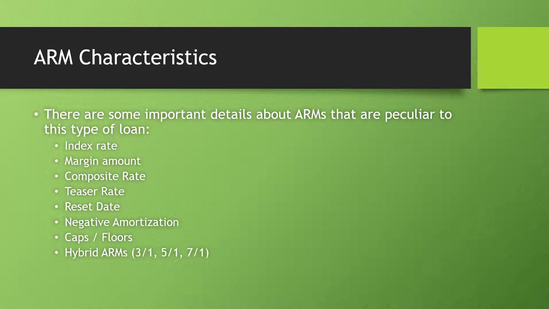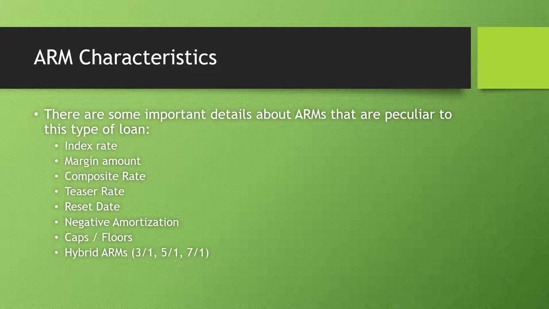A reset date, we've already touched on this, is how frequently the adjustment is made for an adjustable rate mortgage. The most common is an annual reset date. So on each anniversary of the mortgage origination, you would reset the interest rate. It could be as frequent as every month, however. We've talked about negative amortization. Caps and floors are characteristics of adjustable rate mortgages that touch on risk sharing again.